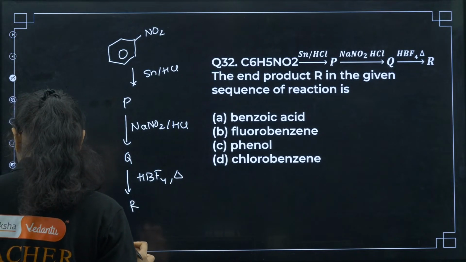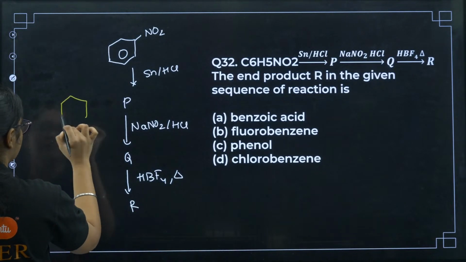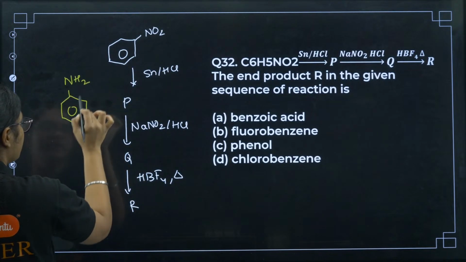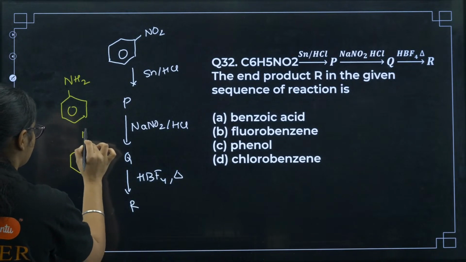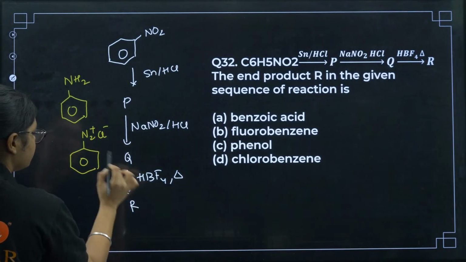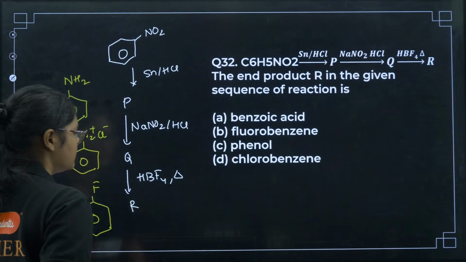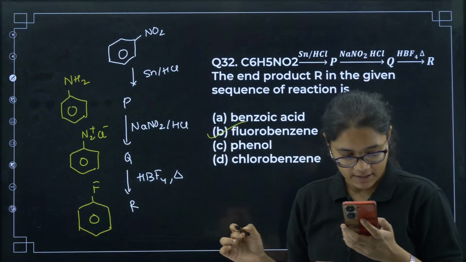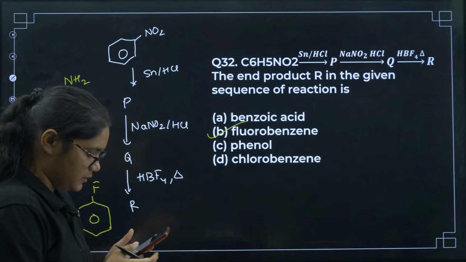32, B, yes, fluorobenzene. All of you are correct. Let me just tell you, NO2 with Sn/HCl will give you NH2. NH2 with NaNO2 and HCl will give you N2+ Cl−. With HBF4 and heating, you will get fluorobenzene here. The correct answer for this question is option B. All of you have got this question correct. That is very good.